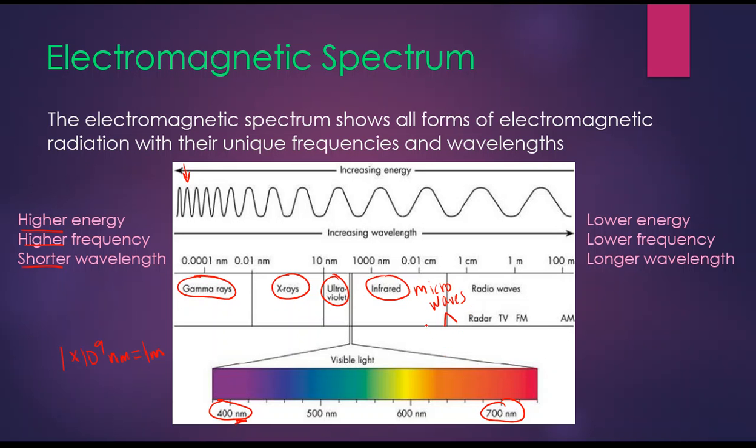And we'll be looking at how microwave radiation has enough energy to cause rotational effects in molecules when it absorbs microwave radiation. Of course, radio waves are the longest ones with the lowest frequency, so lower energy, lower frequency, longer wavelengths over here on this side of the electromagnetic spectrum.